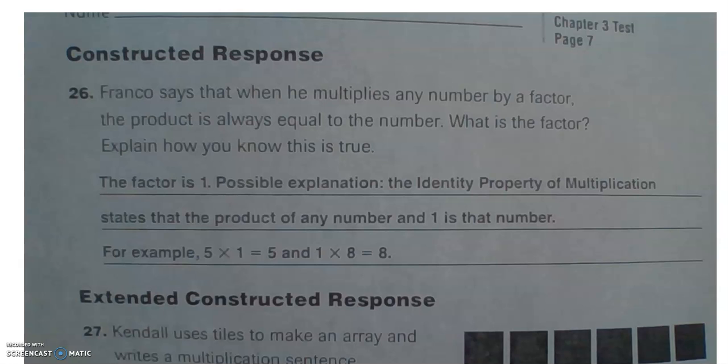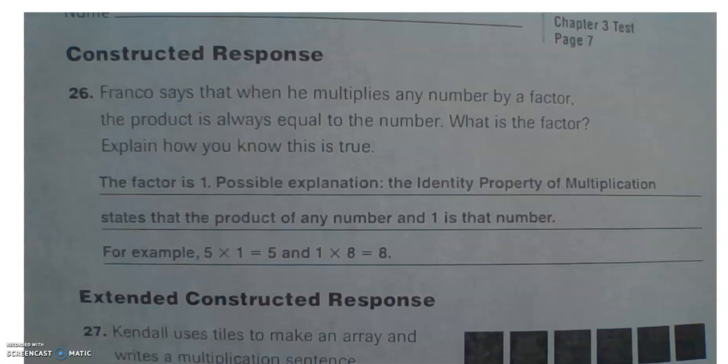But I want you to look at the constructed response that would have been part of your test this time, but we're going to save a constructed response until next time. All right, so the first part says, Franco says that when he multiplies any number by a factor, the product is always equal to the number. What is the factor? So this person's answer is, the factor is 1, right? Anything times 1 is that other number.